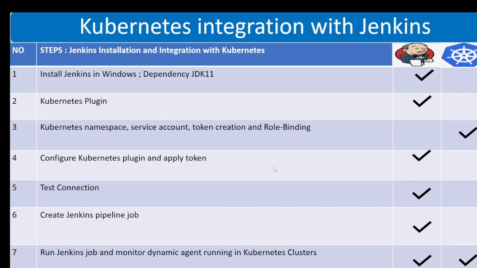Now create a new Jenkins job and write your pipeline. When you run your pipeline job as part of step 7, it will create a dynamic agent, and you can monitor those agents as pods in the Kubernetes cluster. Upon successful completion of your Jenkins job, the pod which got created in the Kubernetes cluster will also get terminated and destroyed. Let us see all these 7 steps in the demo.